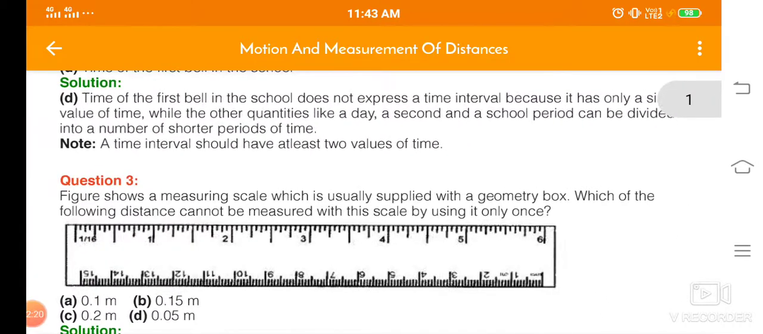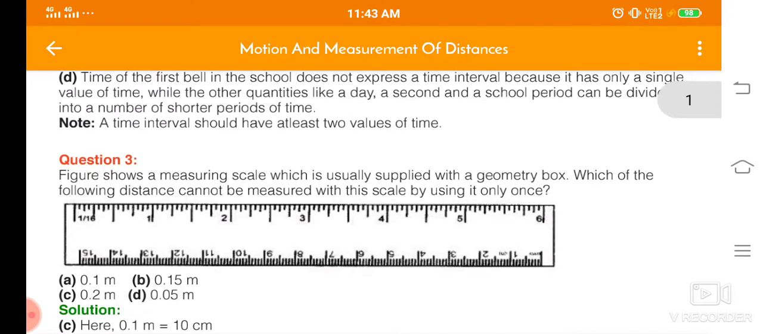Question 3. Figure shows a measuring scale which is usually supplied with a geometry box. Which of the following distances cannot be measured with this scale by using it only once? Option A, 0.1 meter; option B, 0.15 meter; option C, 0.2 meter; option D, 0.05 meter.